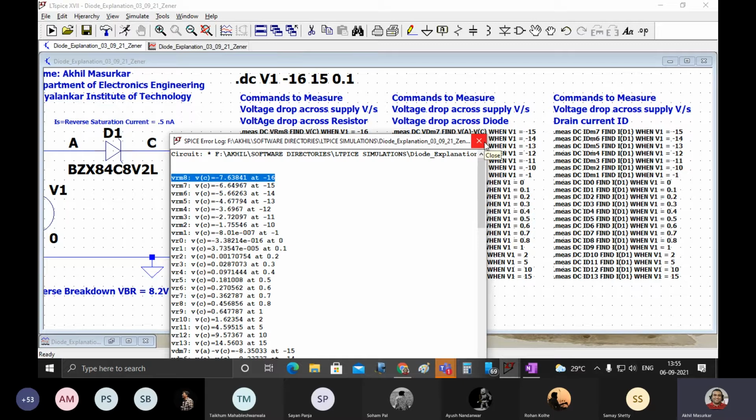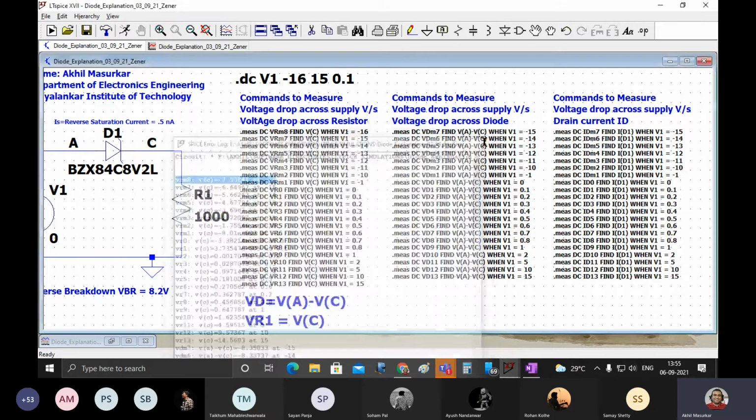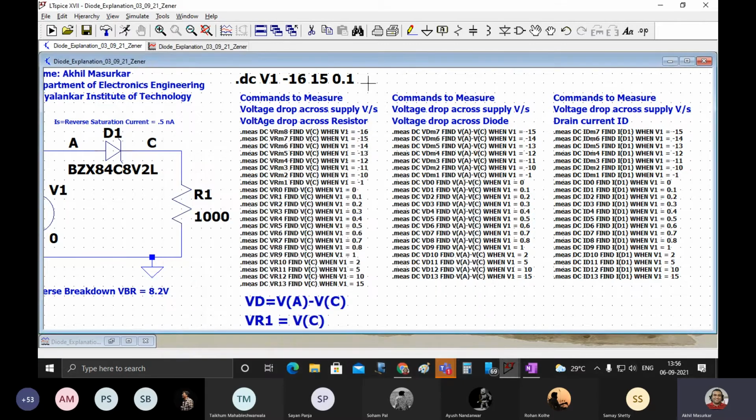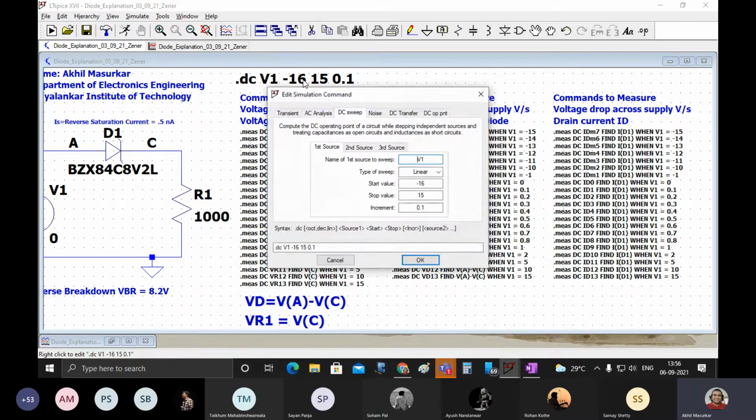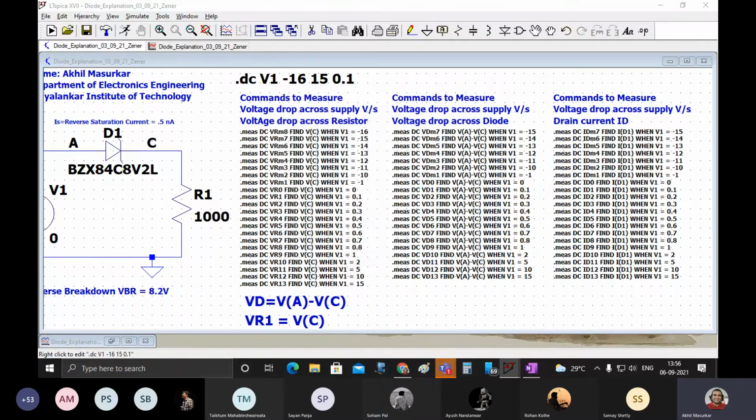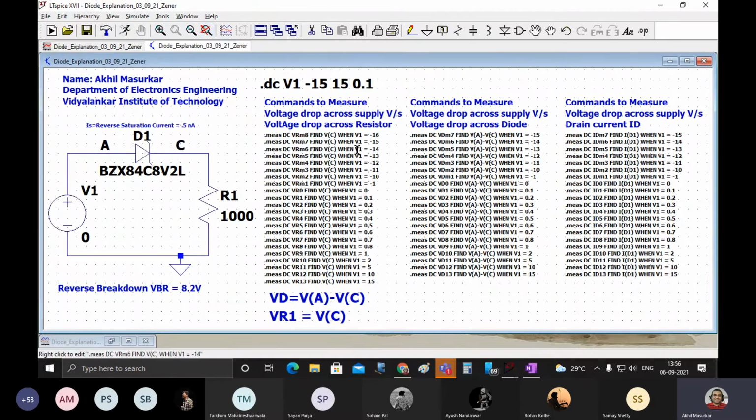You can see only those values which you give in the .dc command. You cannot see anything else. So I'll again change it to 15. These questions will be asked to you in your technical interviews, and you have to be extremely good at it.